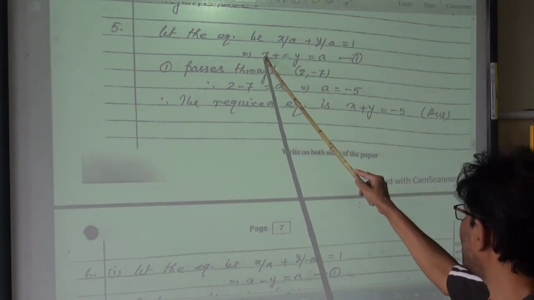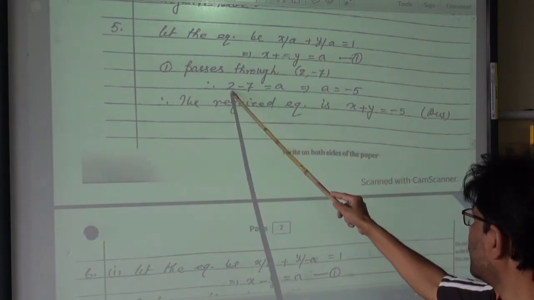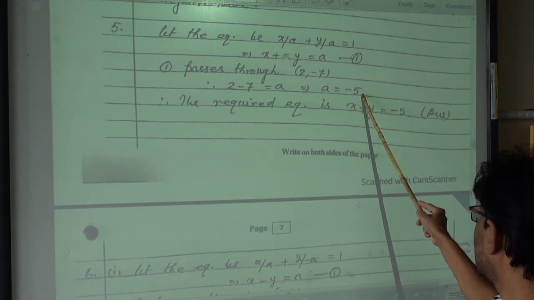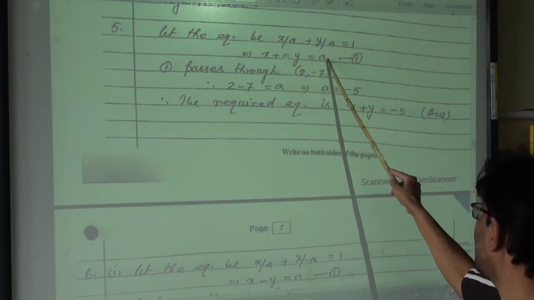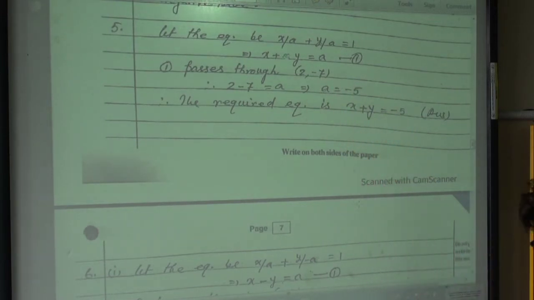That means x value is 2, y value is minus 7. Replace: 2 minus 7 is equal to a. So a value is coming minus 5. So replace the value of a here. So x plus y is equal to minus 5. That is the equation: x plus y is equal to minus 5.